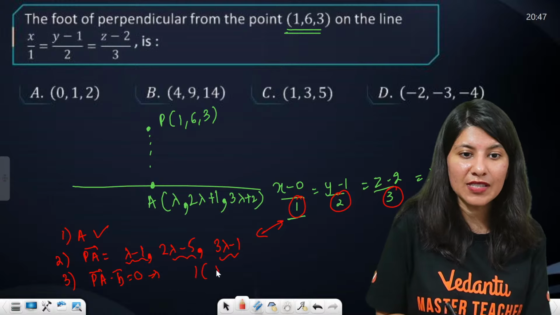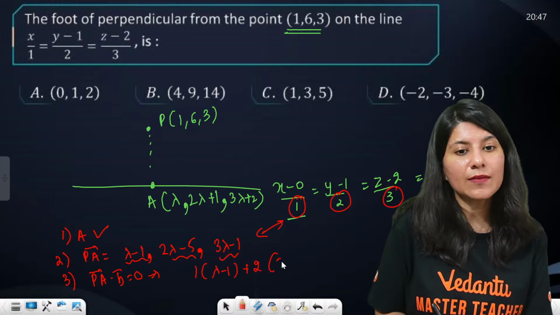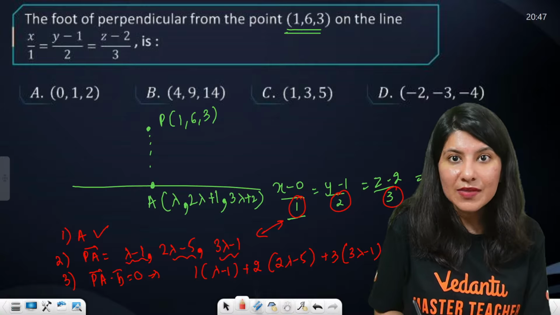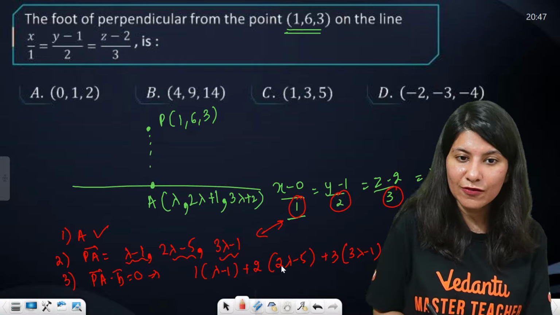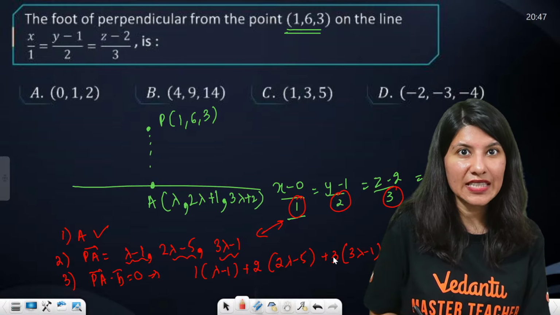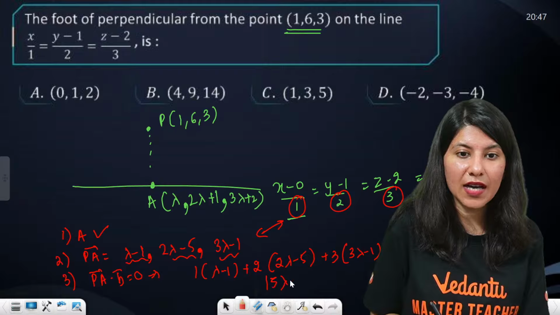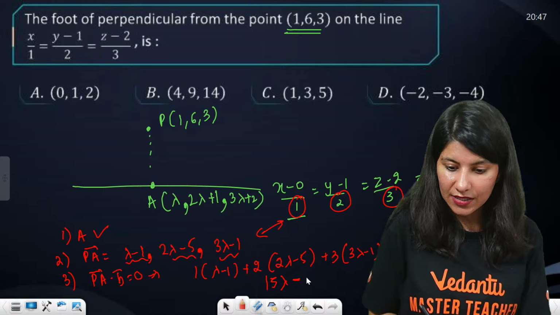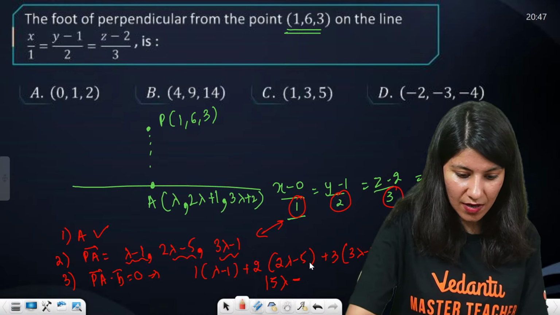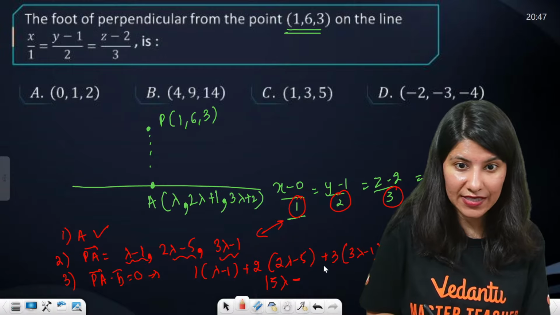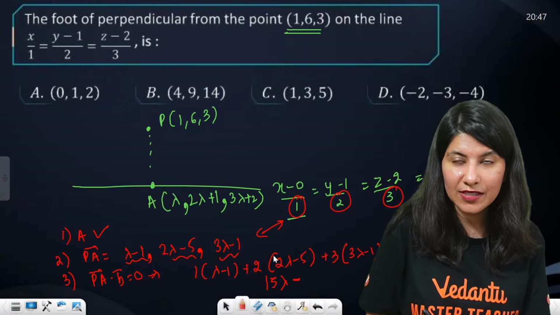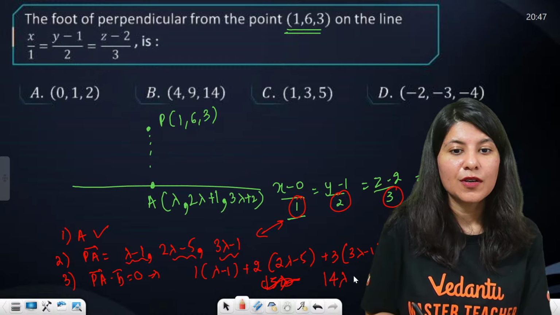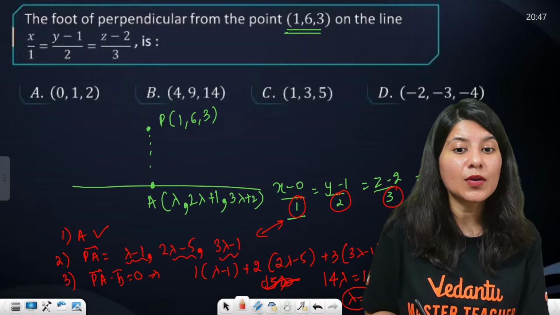So 1 times (lambda minus 1) plus 2 times (2 lambda minus 5) plus 3 times (3 lambda minus 1) becomes 0, right? So this is 4 lambda and 9 lambda, 9 plus 4 is 13, 14 lambda, and this is minus 1 minus 10 minus 3, so minus 14. Sorry, 14 lambda, guys. 3 3s are 9, 9 plus 4 is 13. 14 lambda equals 14, means lambda is coming out as 1.